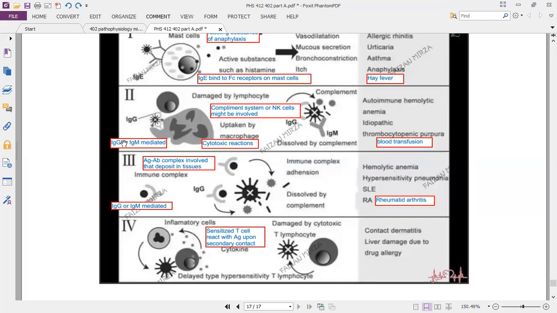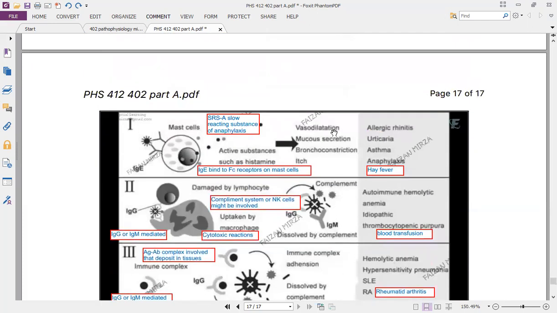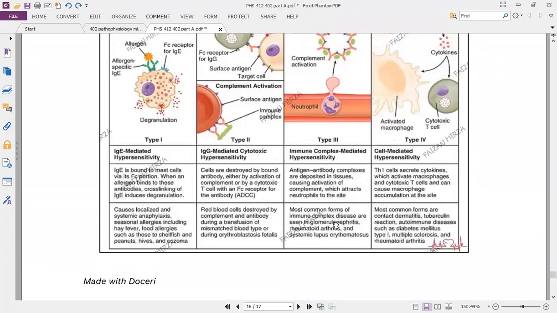What actually happens here, this could either be IgG or IgM. Cytotoxic reactions occur here. Complement system or natural killer cells become activated, and when they become activated, they can cause further problems and chemical reactions within the tissue and within the body. These examples include blood transfusion mainly. The easiest example that you can keep in mind here is blood transfusion, when a person gets transfused with the wrong blood group.